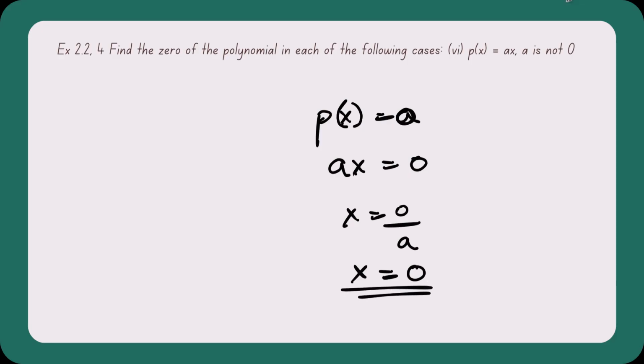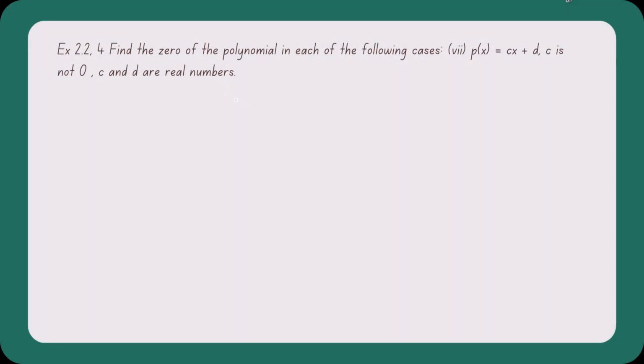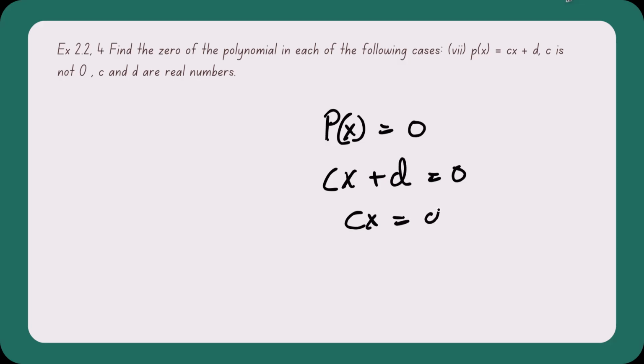Okay. Now let's try the next one. We have p of x is equal to cx plus d. Equate p of x to 0. Find the value of x which makes the polynomial 0. So x is equal to what? cx plus d is equal to 0. cx is equal to minus d. x is equal to minus d by c. So minus d by c is the 0 of the polynomial. Okay.